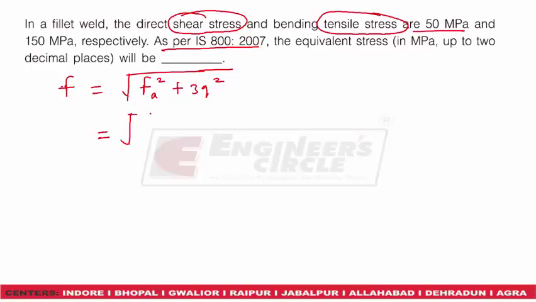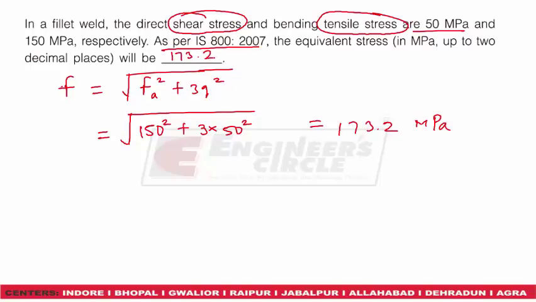So putting the values, tensile stress is 150 and shear stress is 50. So it comes out to be under root of 150 square plus 3 into 50 square. That is 173.2 MPa. So the correct answer would be 173.2.